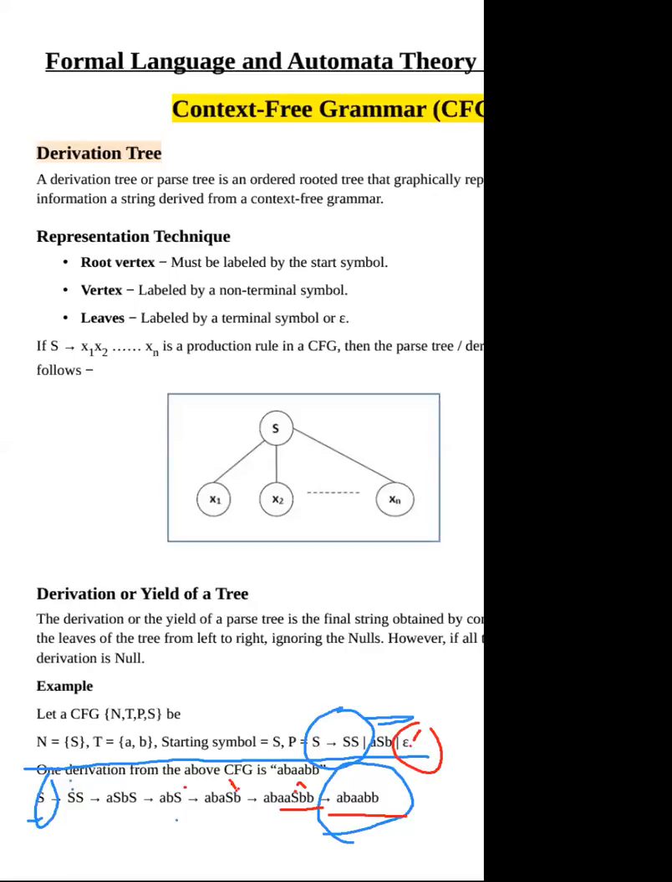Got it? Yes, sir. Simply use the production. There can be an infinite number of combinations. It is an instance, an example. In this way, by this grammar, you can derive so many strings. It is an example. So how can you represent these steps? Through a pictorial representation, or a tree representation.